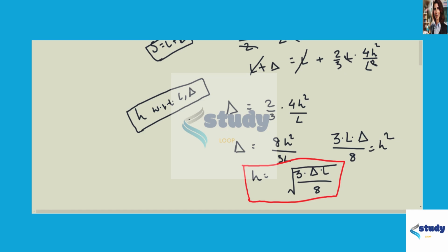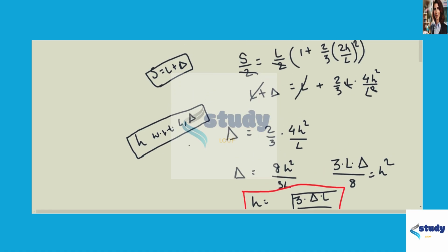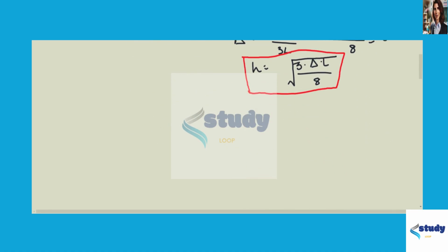Okay, now let's solve the second part. In the second part, we will use this formula that we have derived in the first part. In the second part it is asked that if L is given to be 100 feet and if delta is given to be 4 feet, what is this sag? What is this h?